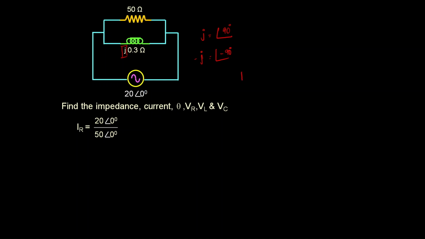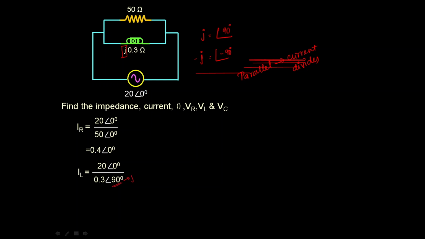You know that in parallel, current divides. So you have to find the current. IR is V by R, so 20 by 50, you'll get this. IL is V by X, so 20 by 0.3 angle 90. How did angle 90 come? Because J is there. Just do it in the calculator, it's very simple. Now I have to find the total current, so IR plus IL.